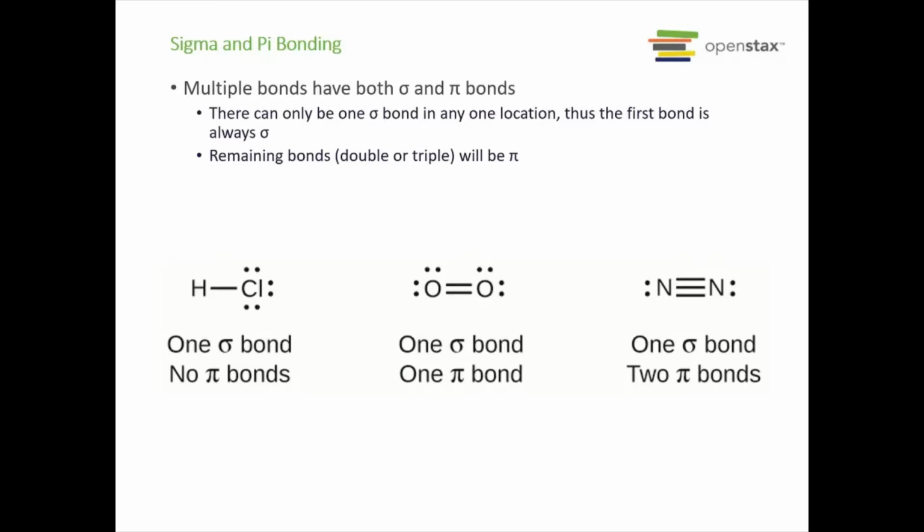There can only be one sigma bond in any one location though. So the first bond is always a sigma bond. The remaining bonds, whether they be double or triple bonds, are going to be pi bonds. So in HCl here, we have one sigma bond. There's only a single bond there, no pi bonds. In oxygen, we have one sigma bond and then one pi bond for that double bond. And in N2, in nitrogen, we have one sigma bond and two pi bonds.